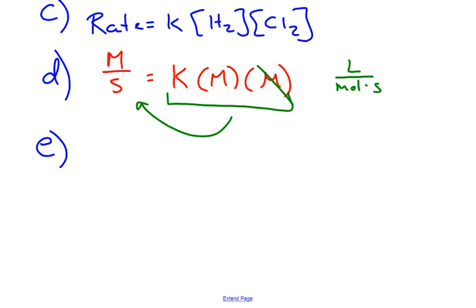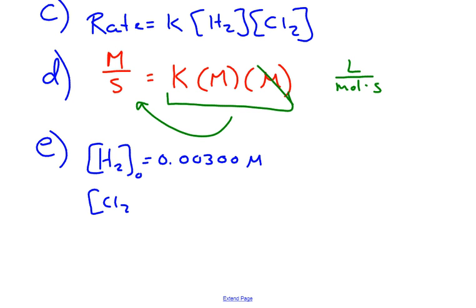E. Great question. Predict the initial rate of the reaction if the initial concentrations of H2 is 0.003 molar and Cl2 is 0.00500 molar. And that's all it says. You can't plug this into letter C because you don't have a k. If you had a k, you could plug those in right now, get my rate. But you don't have a k.